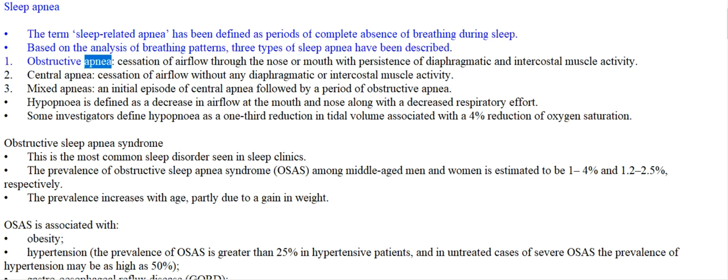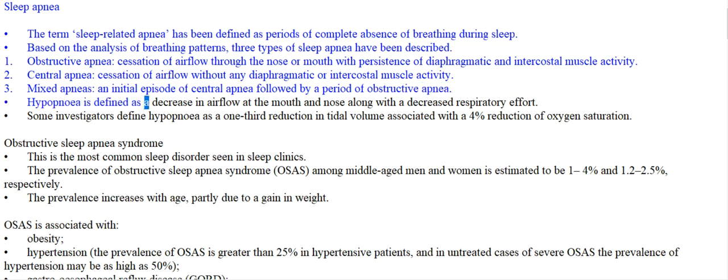1. Obstructive apnea, cessation of airflow through the nose or mouth with persistence of diaphragmatic and intercostal muscle activity. 2. Central apnea, cessation of airflow without any diaphragmatic or intercostal muscle activity. 3. Mixed apneas, an initial episode of central apnea followed by a period of obstructive apnea.